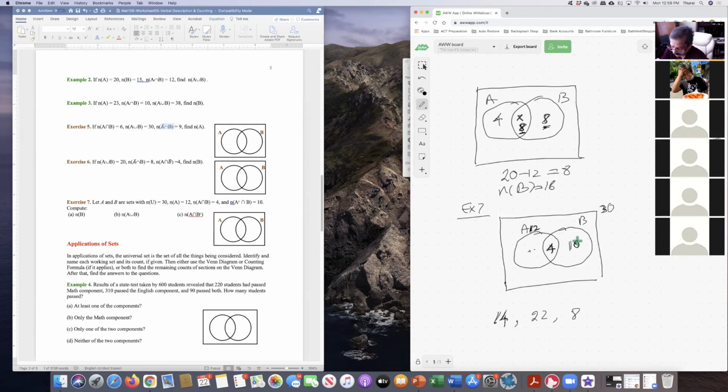So what we can do first is entire A has 12 elements, and this part of the A has 4 elements. So how many are here? Anybody? 8. 8. Subtract the 4 from 12 to get the left side of A. There are 8 elements now.